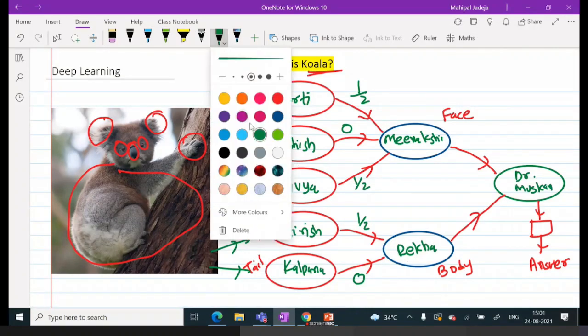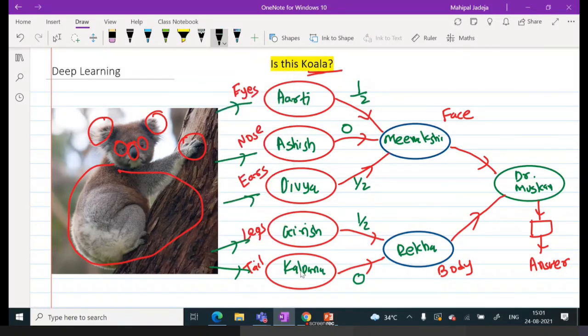Now, this is done with respect to these 5 members. Now, what will Meenakshi do? She needs to somehow say whether this face belongs to a koala or not. So what will she do? She will give some importance to eyes, some importance to nose, and some importance to ears. And then depending upon these three values, she will give some result.